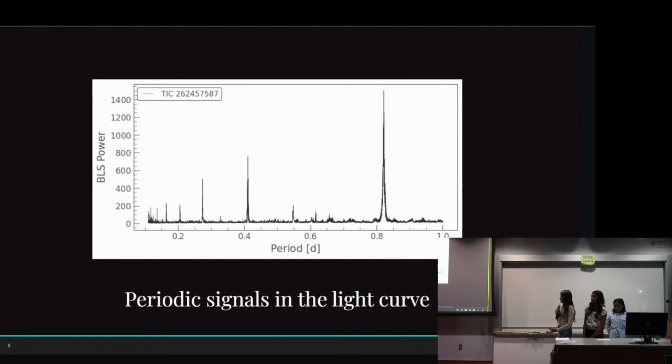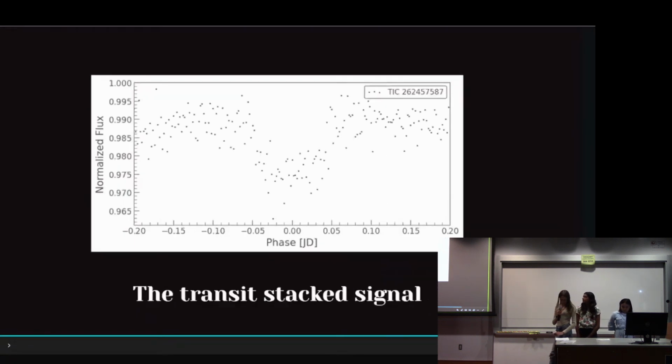So as you can see right here, there is a significant change, and it happens here because the orbital period is about 0.82 days, and this change happens a little bit after 0.8. And this is the transit stacked signal. Here, every 0.8 days, we cut a piece of the light curve and stacked it as seen on this graph, so we can see the transit signal a little bit.